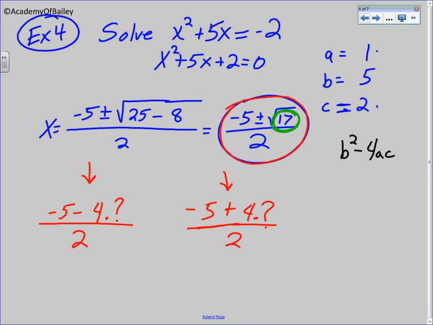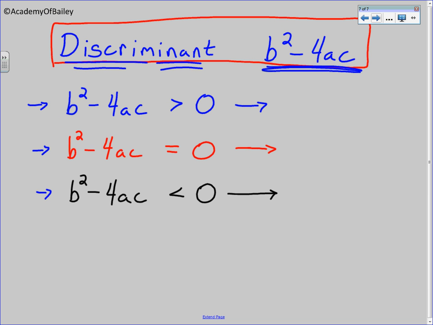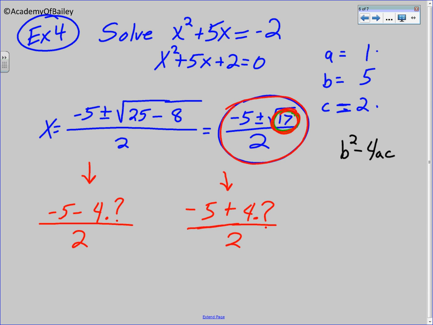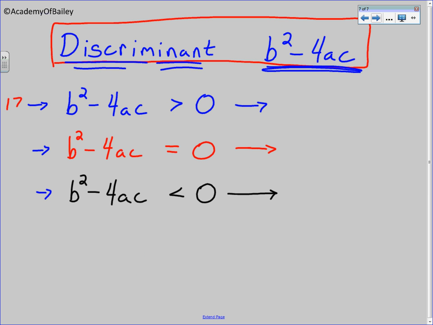So let's go back to our examples and look here. The last example, what was the discriminant? The discriminant right here was 17. So 17 is greater than 0. Is that correct? Yeah, that is correct. So if we look here at 17, how many answers did we have? How many real answers? Well, there were 2 real answers right there. 2 real solutions when the discriminant is greater than 0.